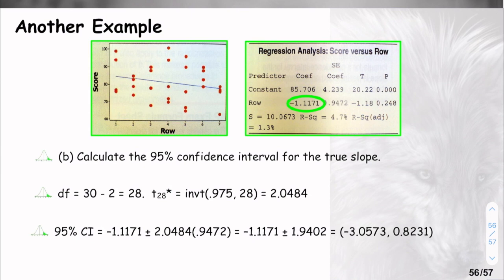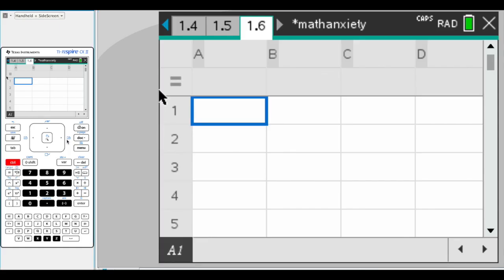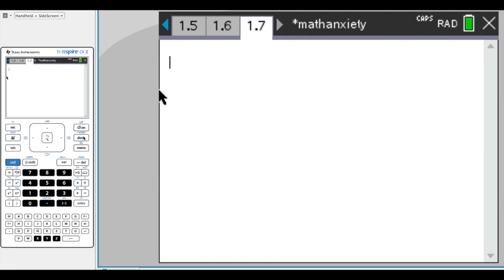So to calculate, remember, we do b1 plus or minus our critical value of n minus 2 times the standard error of our slope. That's the formula that we use. So our sample size was 30 students, so our degrees of freedom here is 28. Going to our calculator, in this case, I'll just make a new calculator so it's easier to see.